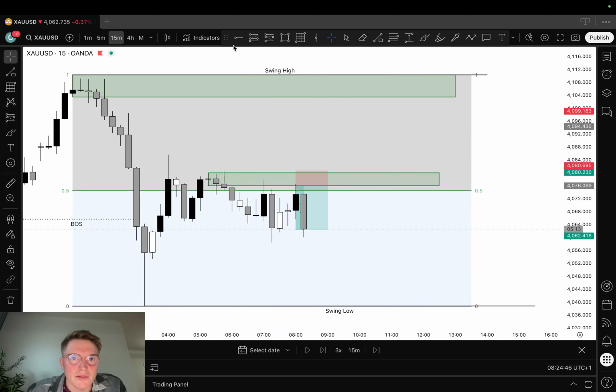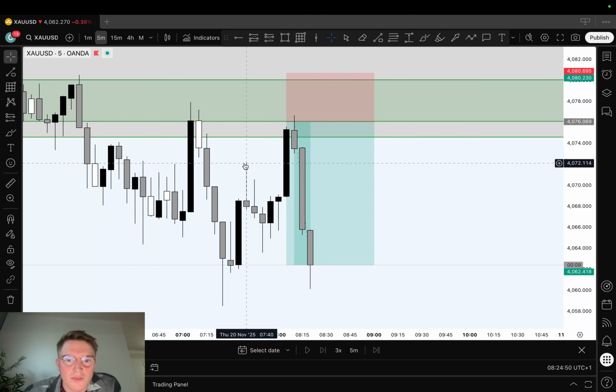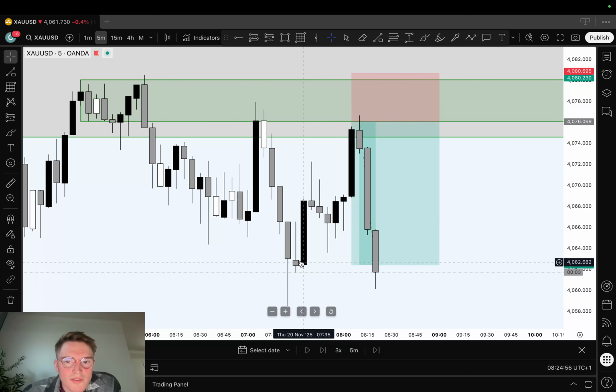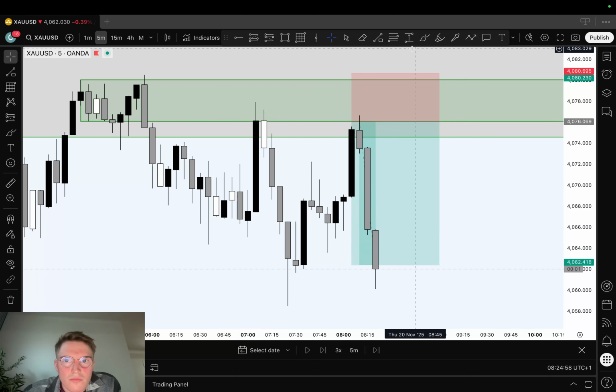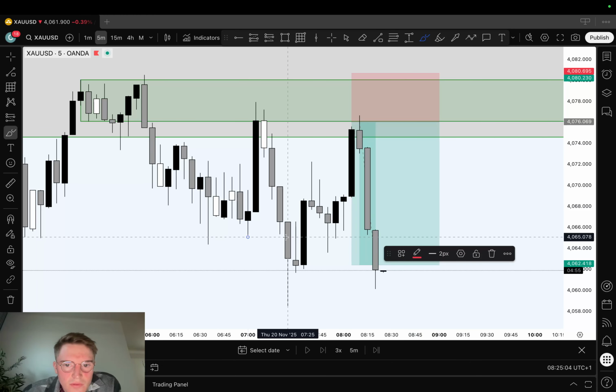Then it came back in, go down to 15-minute. I'm just repeating myself here to emphasize why we took this trade. Comes straight back into your order block, moves down. Let me get my little pen and actually draw stuff out. Right here, you've got your market shift. Let me draw it. Got your market shift right there.